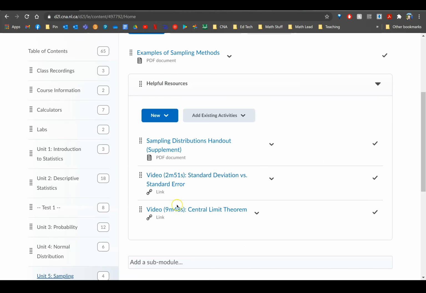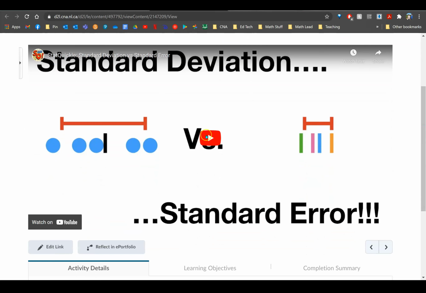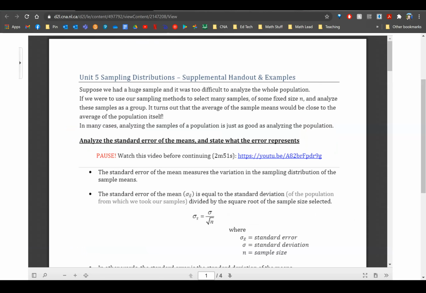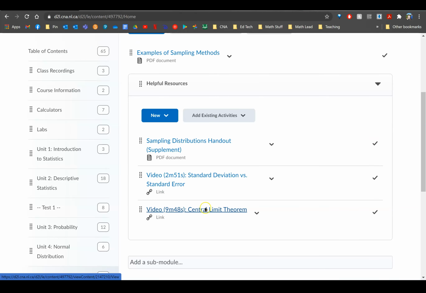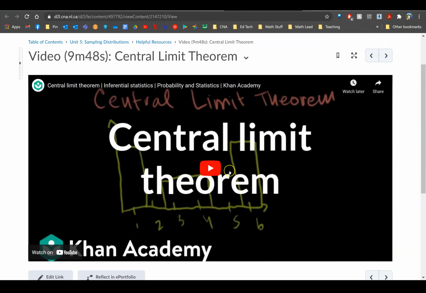The other 2 things are videos. One is a very short video which explains the difference between standard deviation and standard error. I very much recommend that you watch this. It's only 3 minutes of your life, but it could really help you understand the difference between these 2 topics, and most students get them confused. So it's a good idea to get a leg up on that. And finally, the third video, the central limit theorem, is an optional video. You don't have to watch it, because it is 10 minutes long. But if you want to know what's happening behind the scenes for what we're doing here, this is a really great video to watch. I totally recommend it. It could really help your understanding.